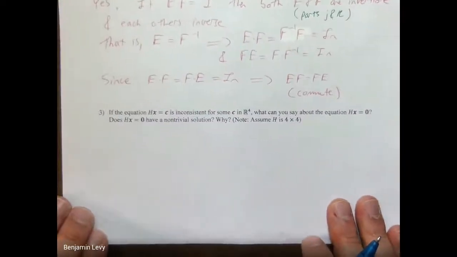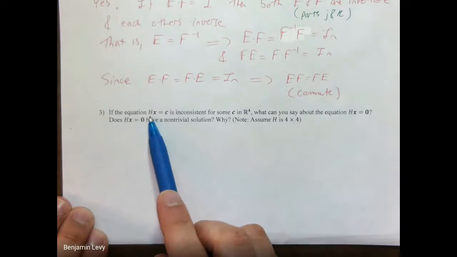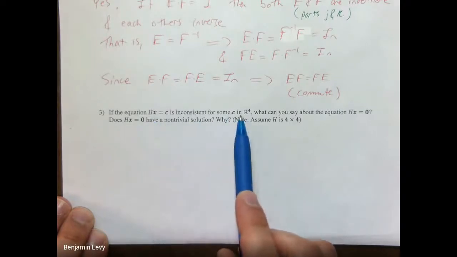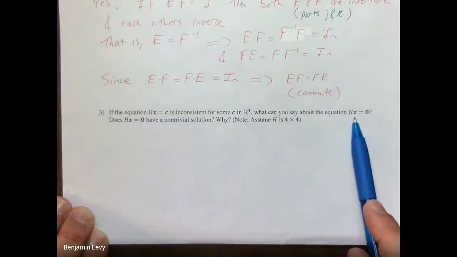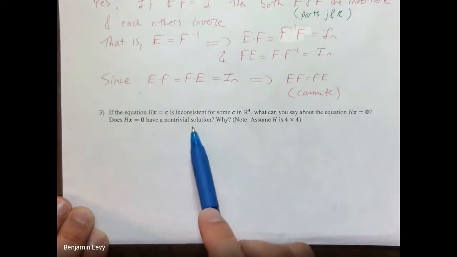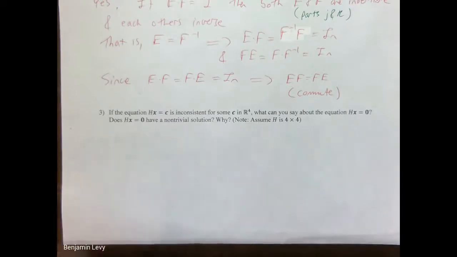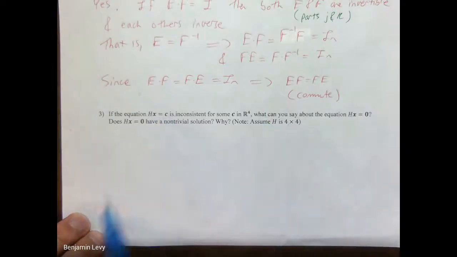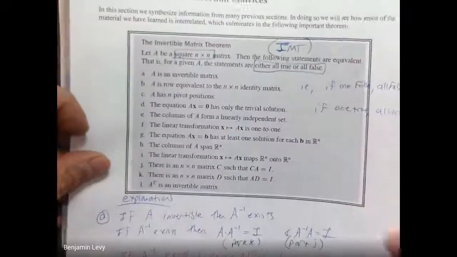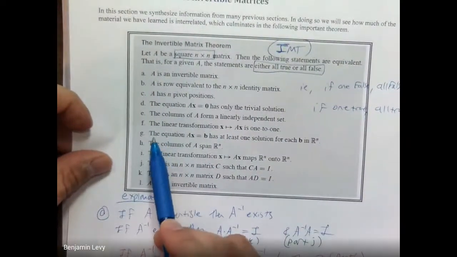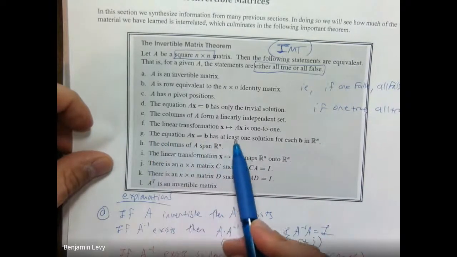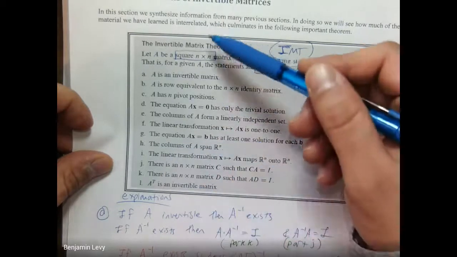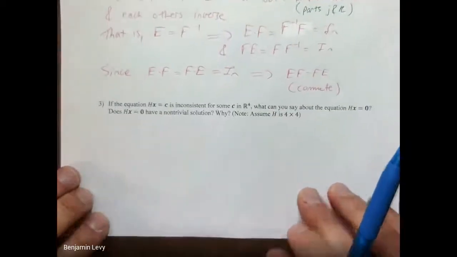And so number 3 says, if the equation Hx equals c is inconsistent for some c in R4, so this doesn't have a solution, in other words, what can you say about Hx equals 0? Does it have a non-trivial solution? Why? Assume H is 4 by 4. So H needs to be 4 by 4 so that we can do this multiplication. But what we're basically being told is we're being told something about part G. We're being told that the equation Ax equals b has at least one solution is not true. So we're being told that this is a false statement, G, and so that means they're all going to be false. So let's start by writing that down here.